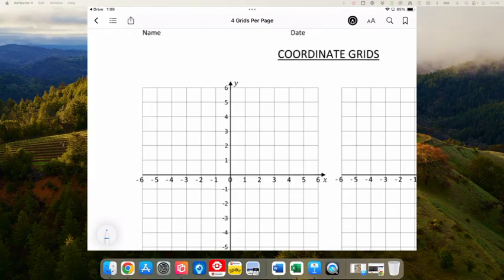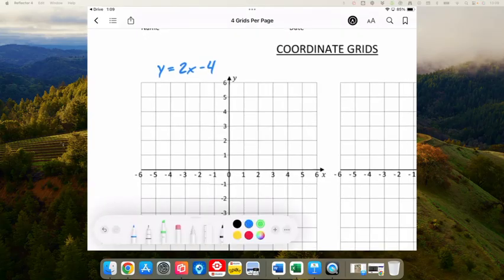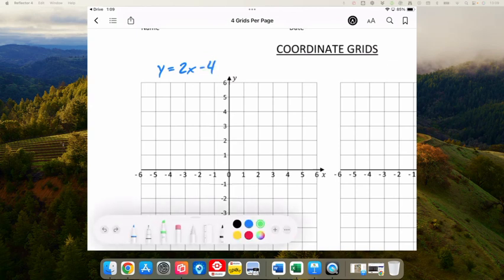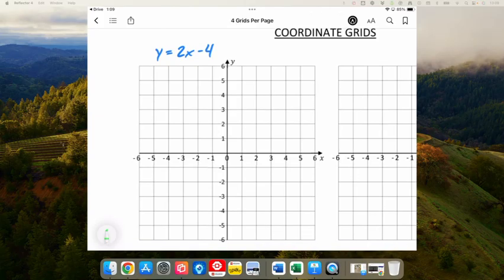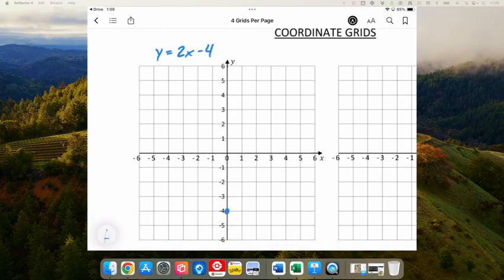So let's say we had the equation y equals 2x minus 4. So this last number here is where we are going to start. We are going to begin at the end. The 4 is what we call our y-intercept, or our initial value. And so that means we need to come down on the y-axis to -4, and we're going to start right there. The 2 is our slope.